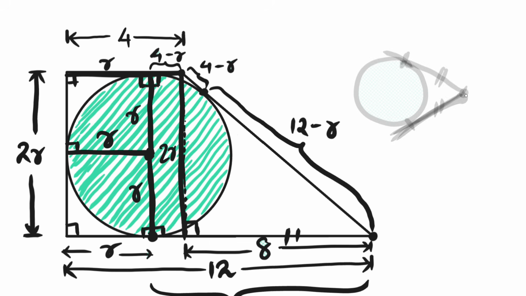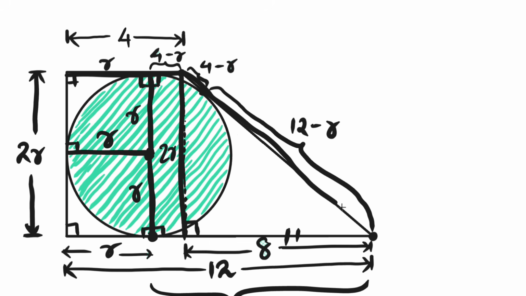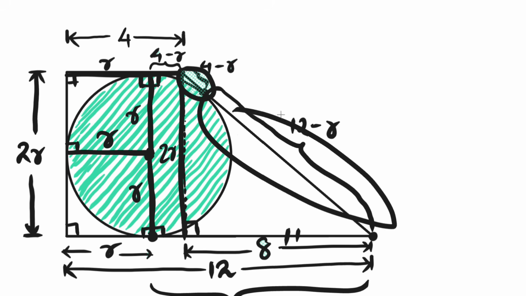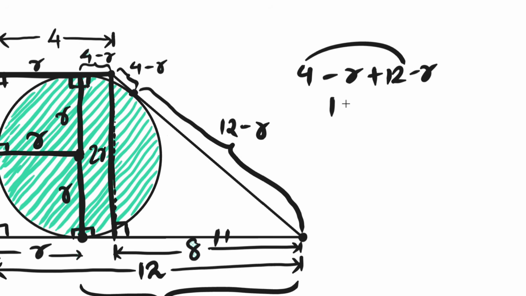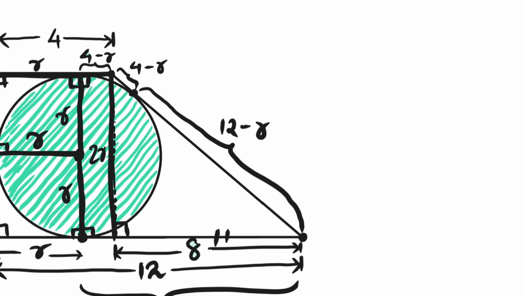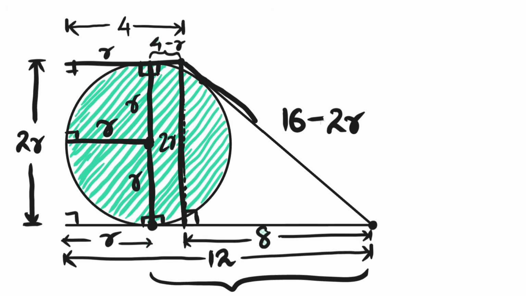And now something really nice happens. The entire hypotenuse of our right triangle is made from these two tangent pieces. So its length is 4 minus r plus 12 minus r. Combining the constant terms gives 4 plus 12, which is 16, and combining the r terms gives negative r minus r, which is negative 2r. Therefore, the hypotenuse has length 16 minus 2r.